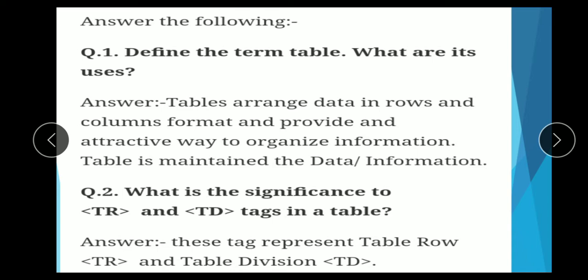Question number second. What is the significance of TR and TD tags in a table? Answer. TR represents a table row, and TD means table data.